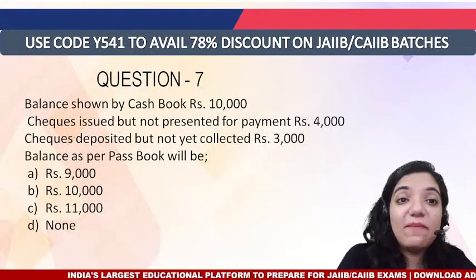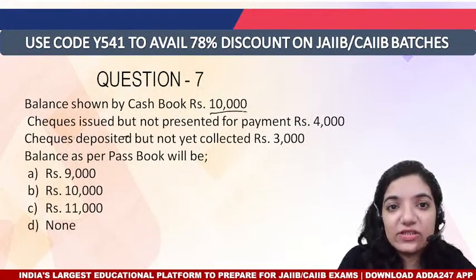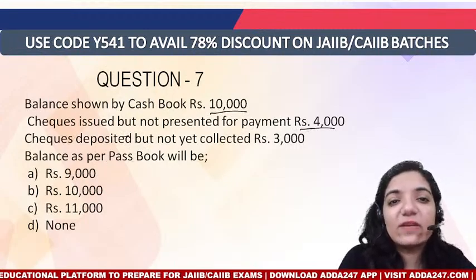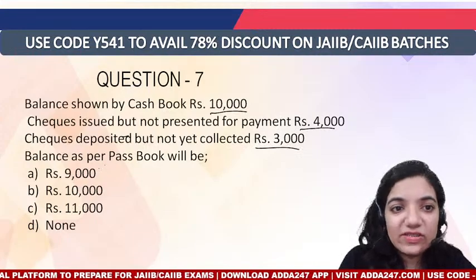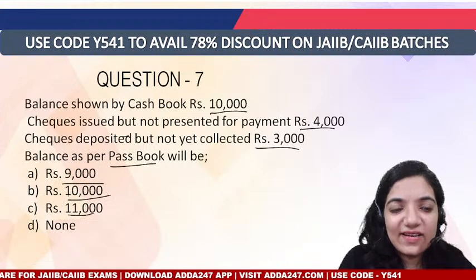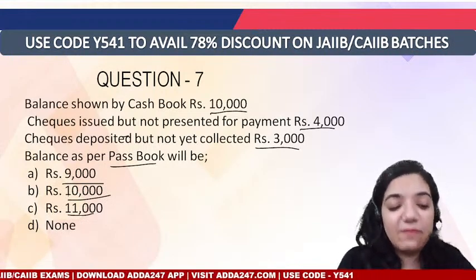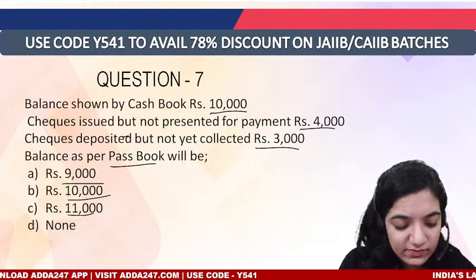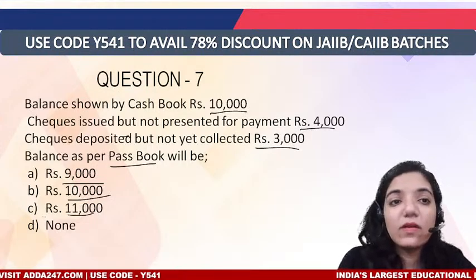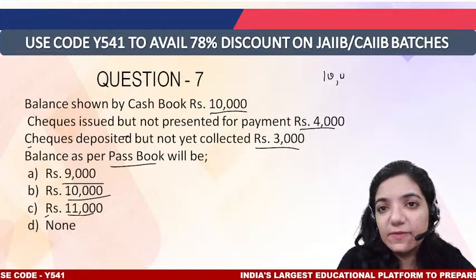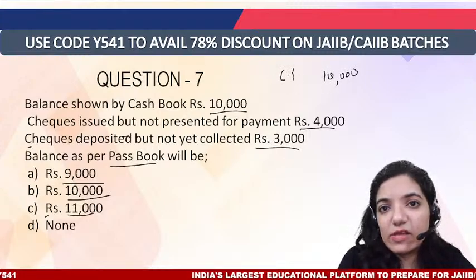Seventh question. The balance shown in the cash book is 10,000. The checks issued but not presented for payment, rupees 4,000. Check deposited but not yet collected is 3,000. Balance as per passbook will be 9,000, 10,000, 11,000 or none. This is a bank reconciliation statement. The balance as per the cash book was rupees 10,000. This is balance as per cash book.